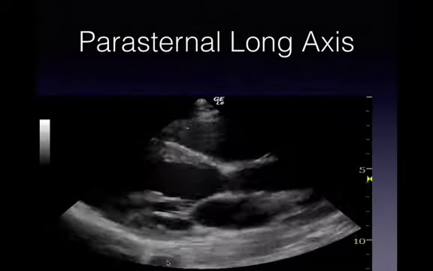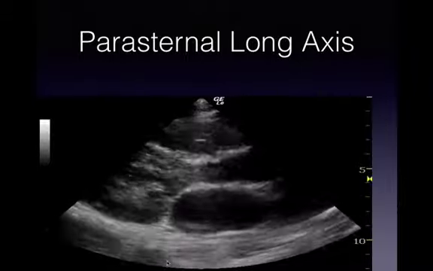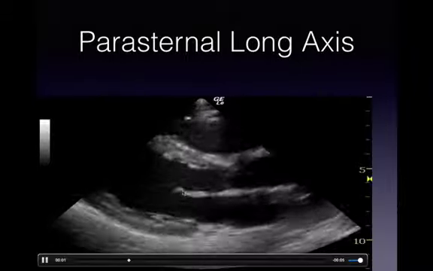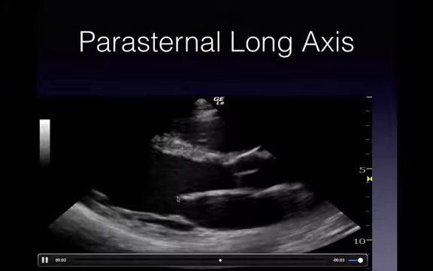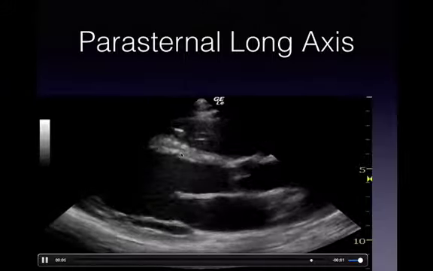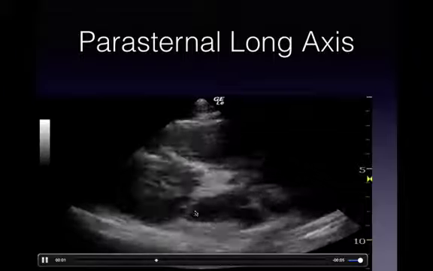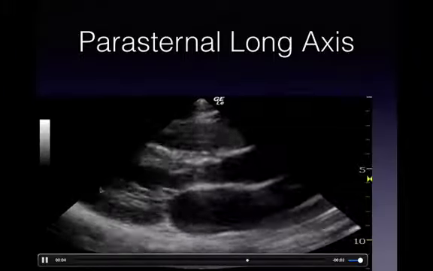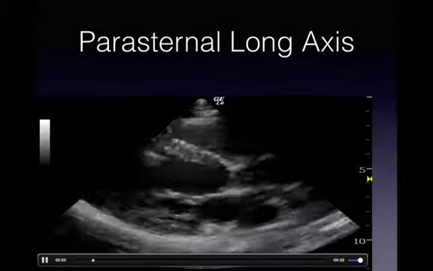This is another example of a parasternal long axis view of the heart. Again, we see a nice ejection fraction with the anterior leaflet of the mitral valve coming up and hitting the septum. We're going to see the whole left ventricle here and the right ventricle here.